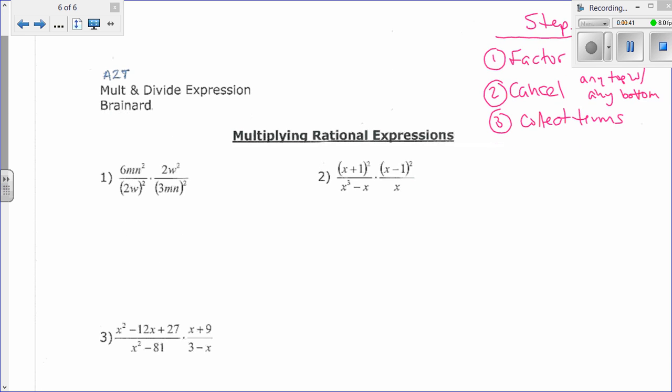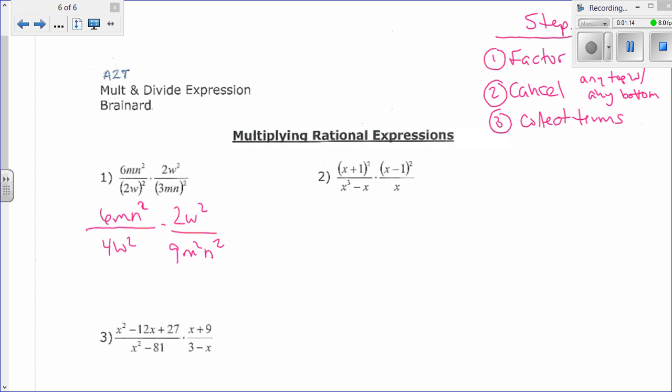For number 1, I actually cannot factor that question, but I can simplify it. So I have 6m n squared. And if I square what's in the parentheses, I will have 4w squared times 2w squared over, if I square what's in the parentheses, 9m squared n squared.